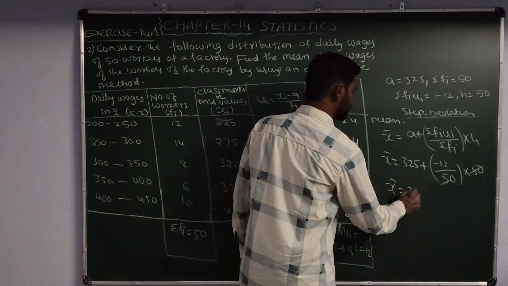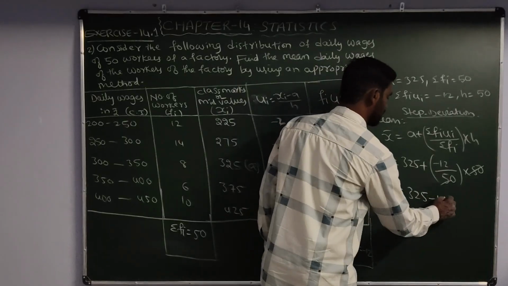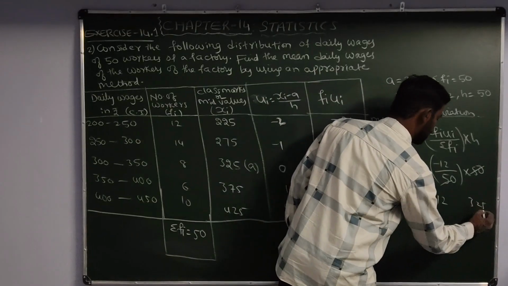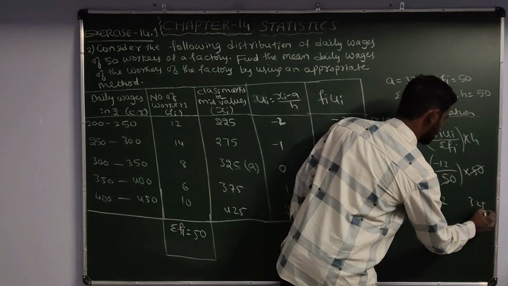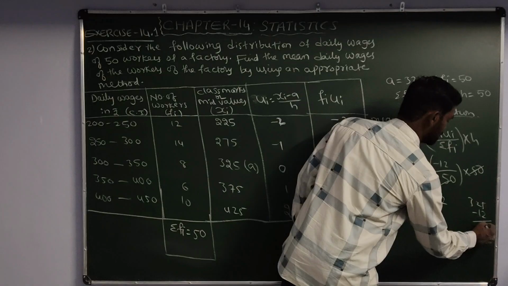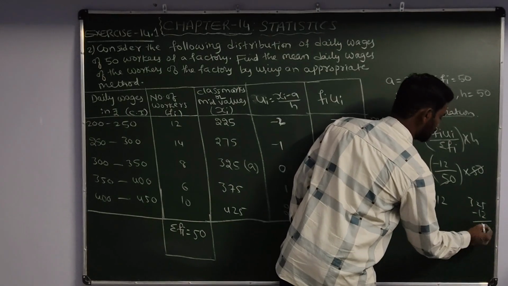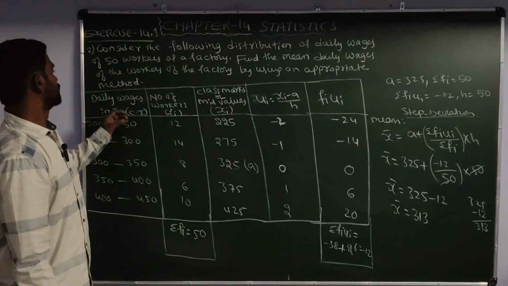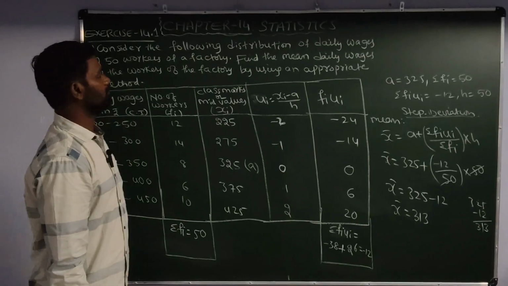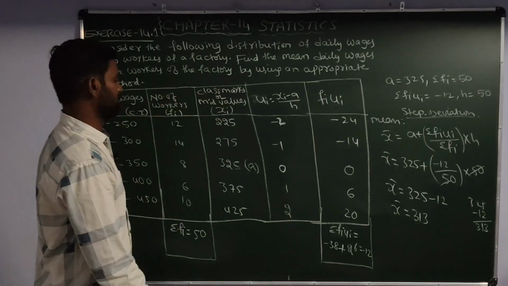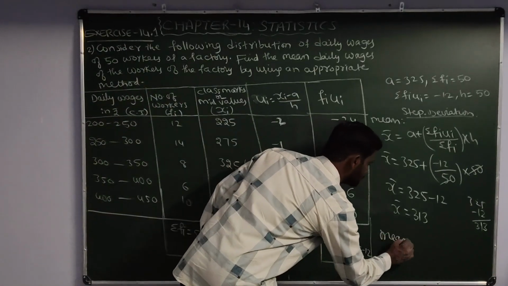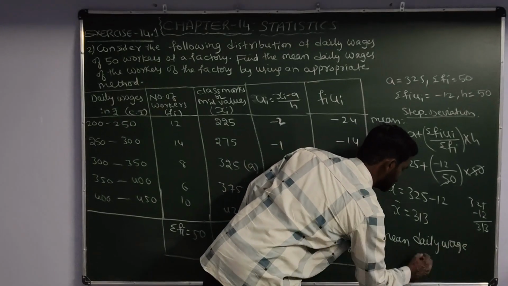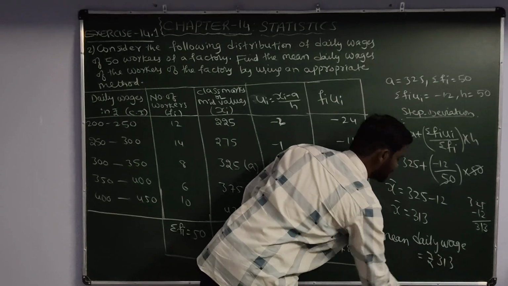So x bar is equal to 325 plus into minus, that is 325 minus 12. 5 minus 2, it is 3. 2 minus 1, it is 1. 3. So the answer is 313. So what we have to find? Find the mean daily wages. Mean daily wages is equal to rupees 313. That is your answer.